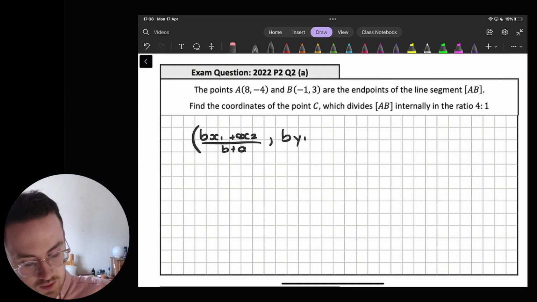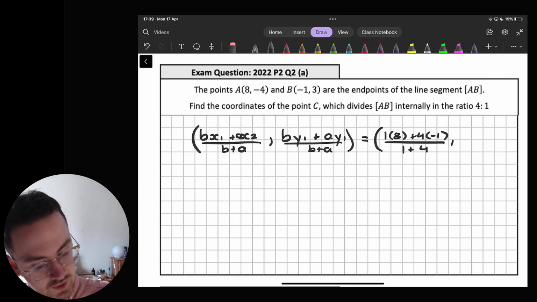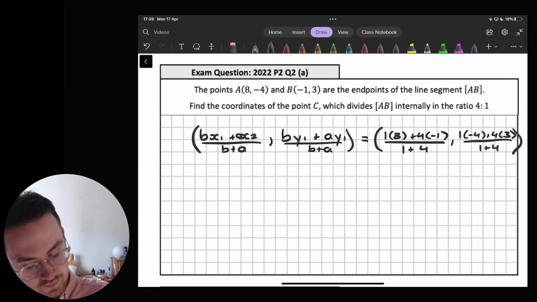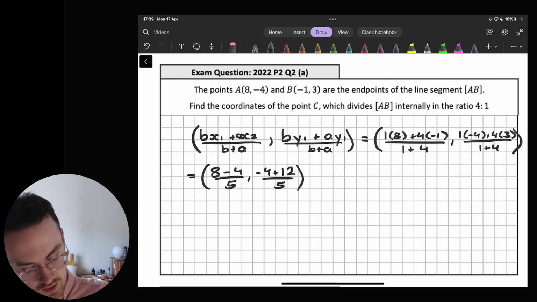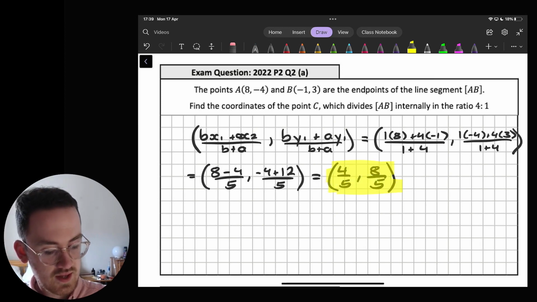So again, as we've been saying, we'll start by writing out our formula and giving ourselves those marks there. So (1 by 8 plus 4 by -1) all over 1 plus 4. The same thing here, (1 by -4 plus 4 by 3) over 1 plus 4. 8 minus 4 over 5, -4 plus 12 over 5. And we get 4 over 5, 8 over 5. That's our answer there.